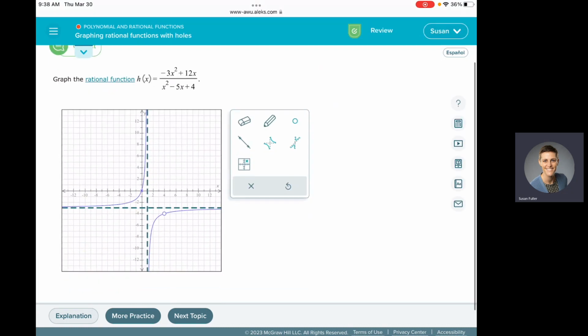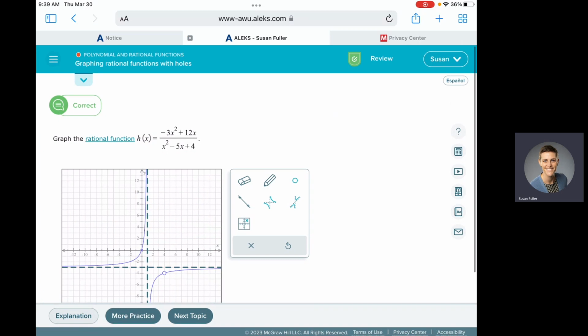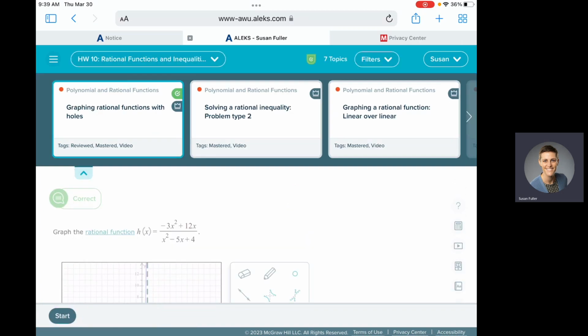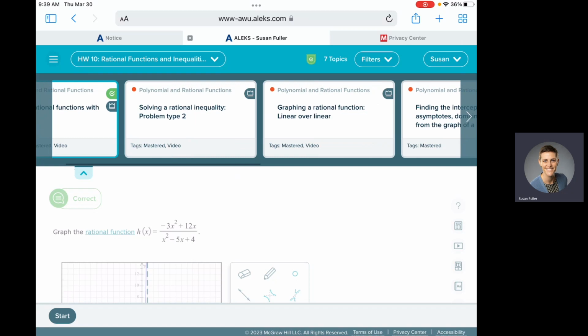Biggest thing here is make sure you don't hit the check button before you put your hole in. I start with the hole so that I don't miss it. But if you plot your function first, just make sure to come back and put your hole in if you didn't do that at the beginning. Okay, so that's what the graphing tools look like for graphing rational functions with holes.